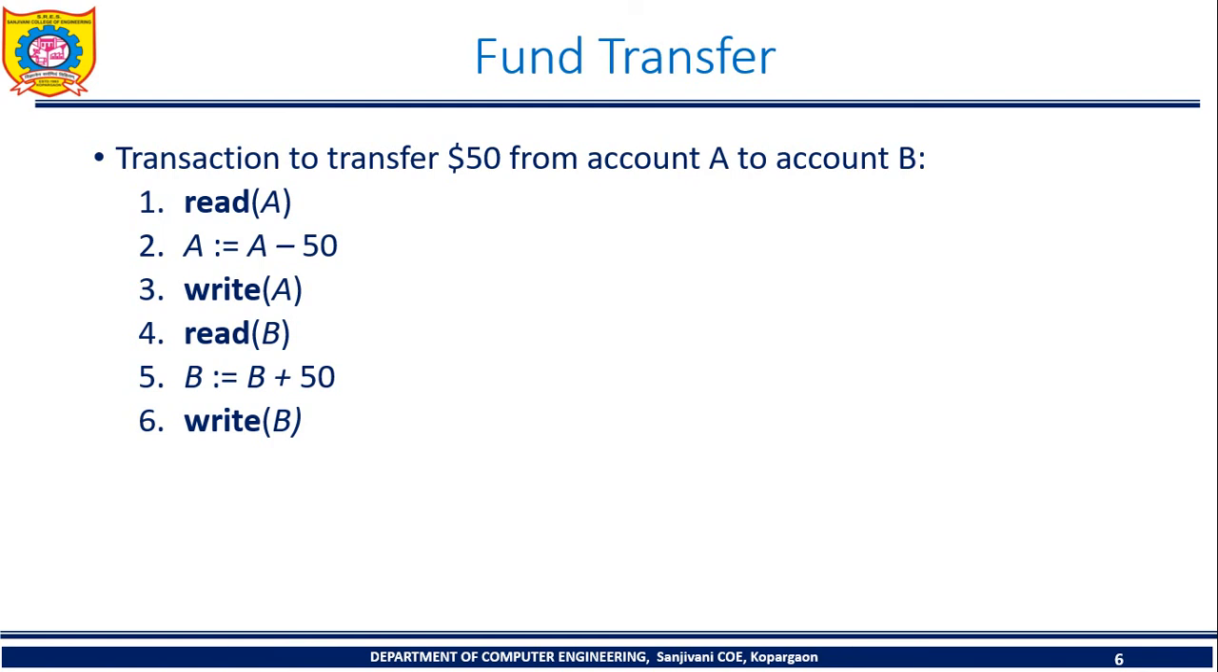Then the isolation requirement for this fund transfer example. If between step 3 and 6 another transaction is allowed to access the partially updated database, it will see an inconsistent database. The sum A plus B will be less than it should be. Isolation can be ensured trivially by running transactions serially, that is, one after the other. However, executing multiple transactions concurrently has significant benefits, as we'll see later.